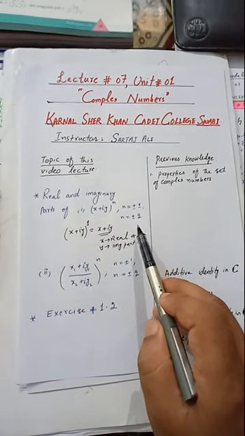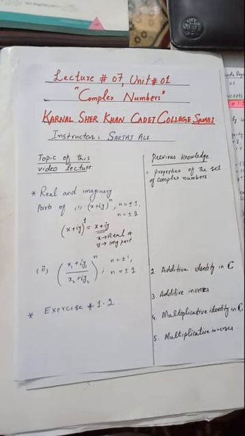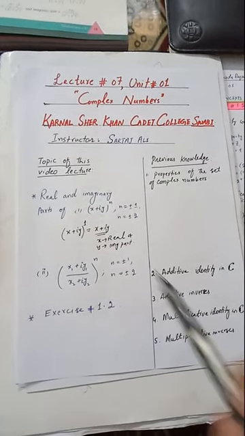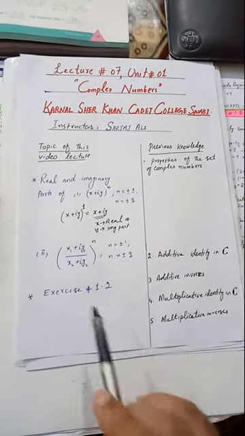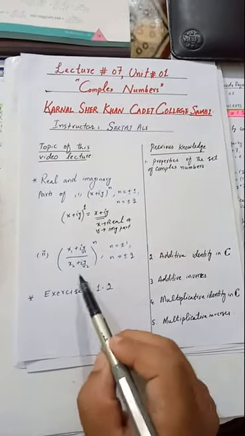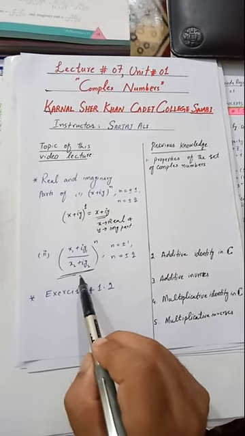+2 or -2, then how can we find the real and imaginary parts of this type of complex number? Then we also need to know how we can find the real and imaginary parts of such type of questions.